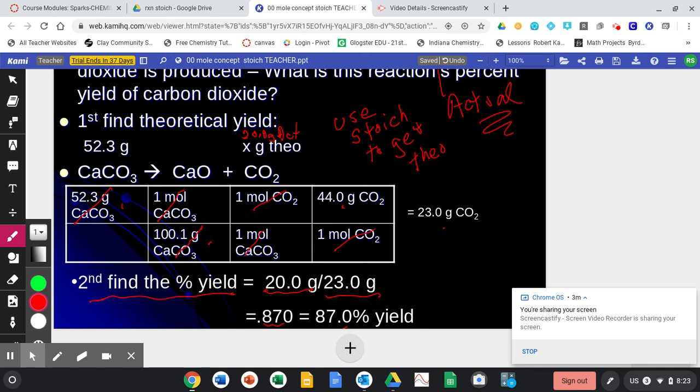So I'm going to give you some percent yield assignment today, and then we'll be looking at a practice test and then a test. So that's what's coming down the pike the next few sessions.